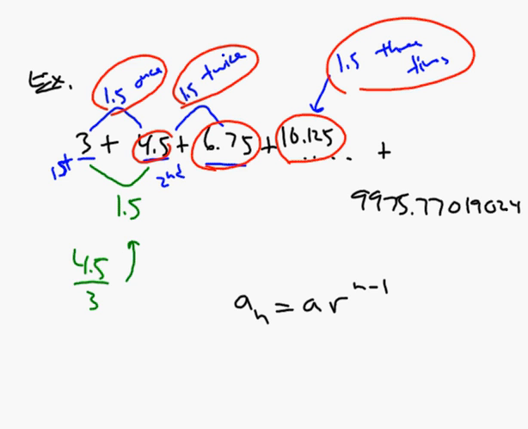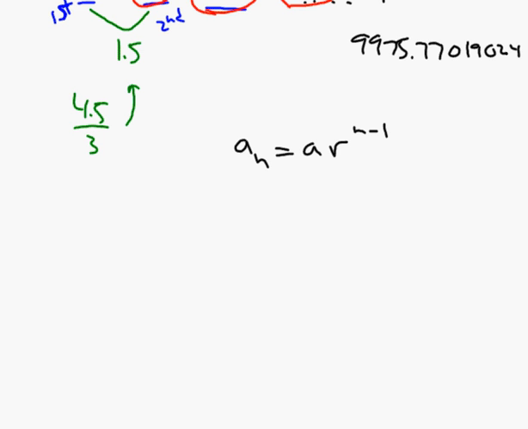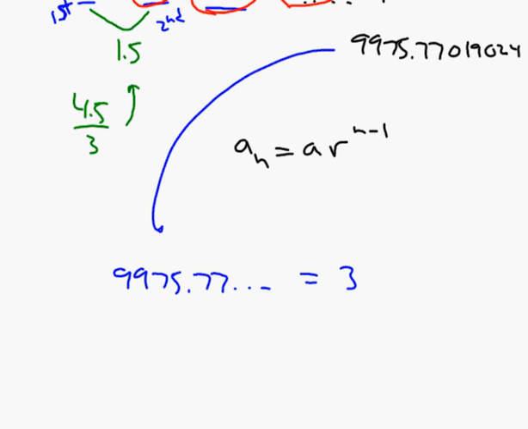I need to find out what n is, but I can do that. I can say the nth term, 9975.77..., has to equal the first term, 3, times the common ratio, which we know is 1.5, to the n minus 1 power. And this is an equation that we can solve using logs if we want. Right? So what we do to both sides first, we divide by 3 to get that 3 out of there. So I'm going to do that. We divide by 3. Bear with me for a second. Divided by 3. Then you get this.